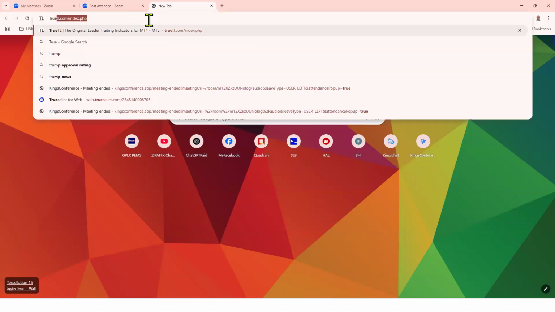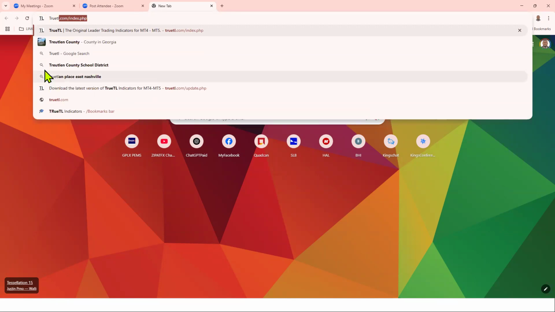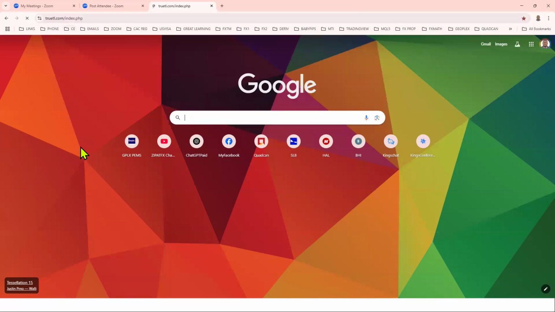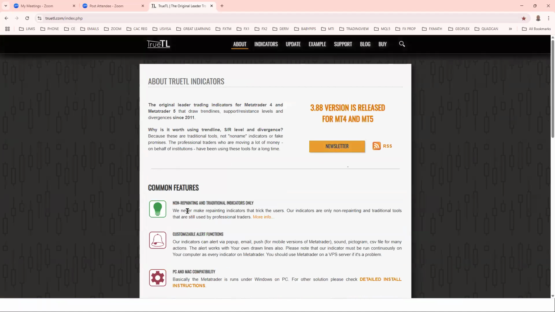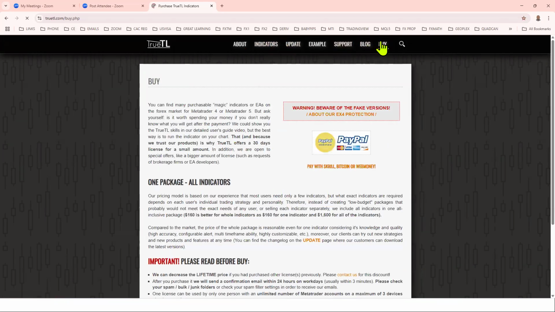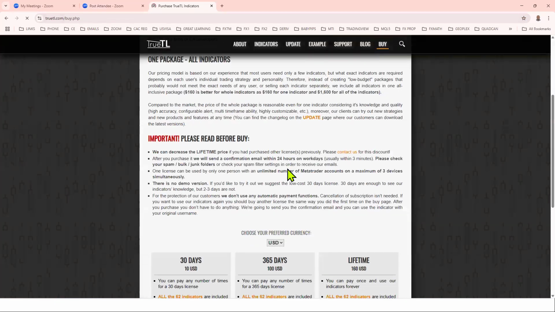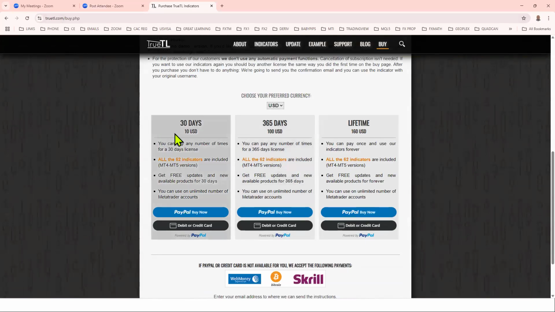This is their website, True TL. So if you pay for the indicator, I will come here and say buy. Okay, you pay. This is what you want to do. You want to buy it for 30 days. You can rent it for 30 days. You can buy it for 365 days, which is 1 year. And then you can also buy it for lifetime.